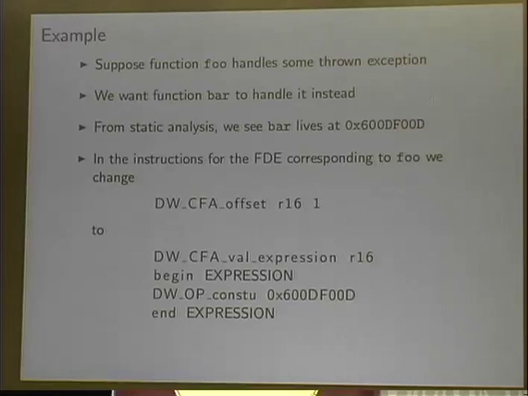So as a basic example, suppose you have some function foo that handles the thrown exception. We want bar to handle it instead. We find out the address of bar, using static analysis, looking at the program. And in the FDE, we change the rules to, instead of restoring the return address from some place on the stack, we just hard code it to the place we want to jump to, if bar has a catch handler.